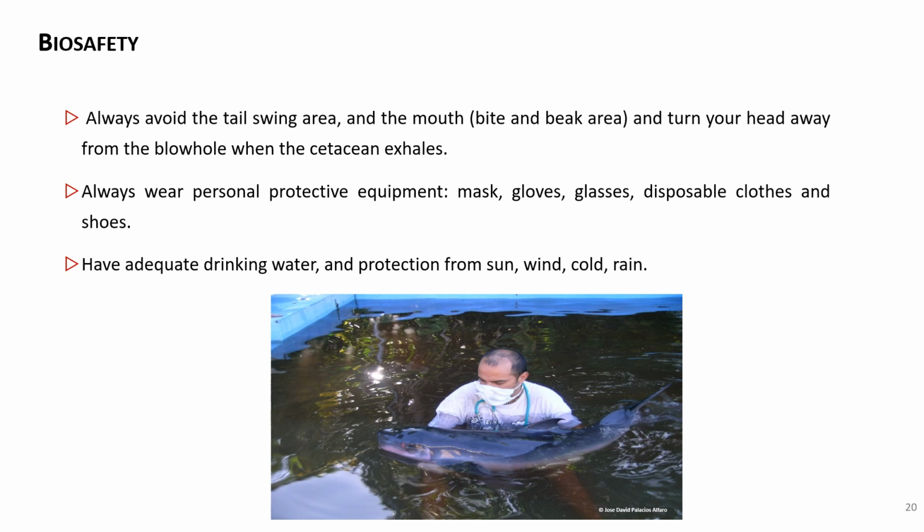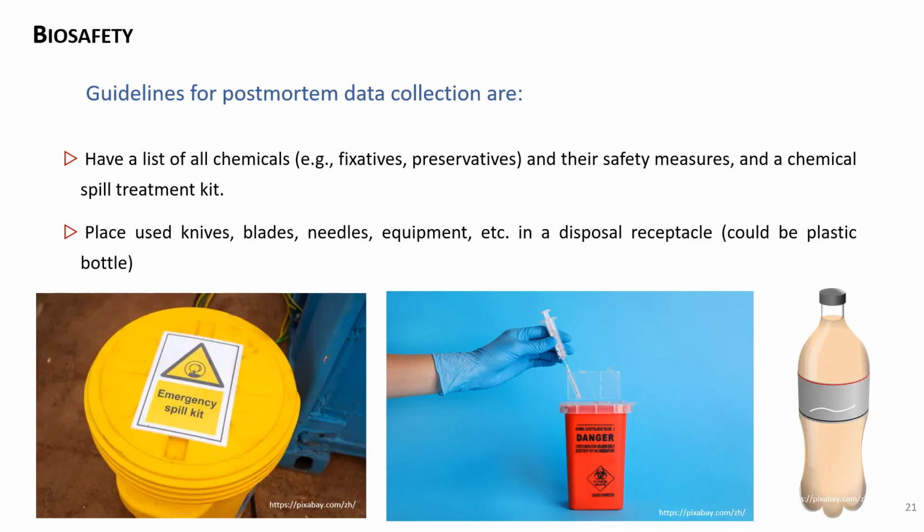Always avoid the tail swing area and the mouth, bite and beak area, and turn your head away from the blowhole when the cetacean exhales. Always wear personal protective equipment, including masks, gloves, glasses, disposable clothes, and shoes. Have adequate drinking water and protection from sun, wind, cold, and rain. Have a list of all chemicals, including fixatives and preservatives, and their safety measures and a chemical spill treatment kit. Place used knives, blades, needles, and equipment in a disposal receptacle. Could be a plastic bottle.